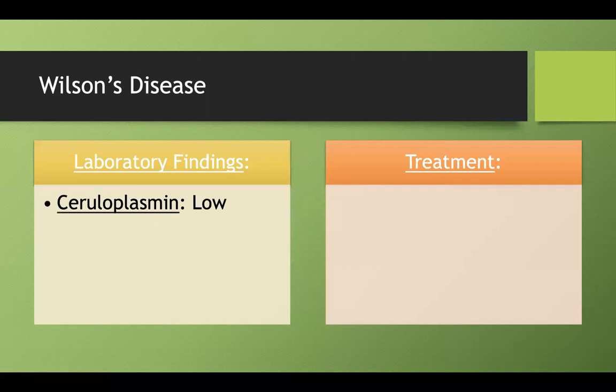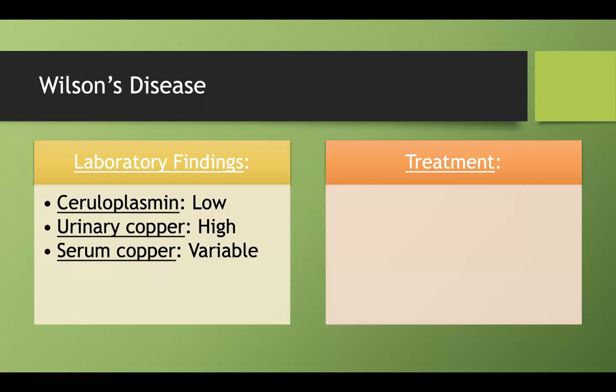And it's actually better to measure their serum ceruloplasmin levels. That's the best test you can do, the best lab test you can do, at least, to diagnose Wilson's disease. If you measured their urinary copper, it will usually be elevated. Their serum copper is variable, and that's why we can't really use serum copper to check for Wilson's disease, because it might be high or low depending on if there's an acute flare-up or not.